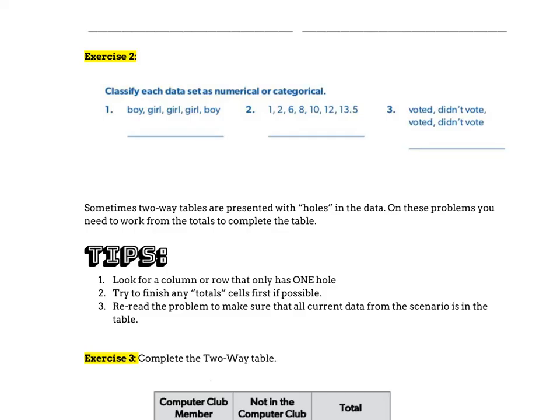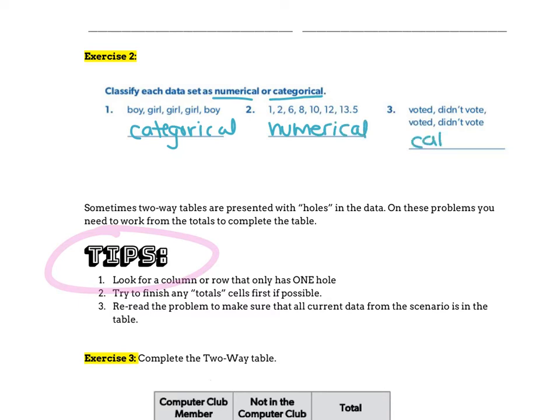The last piece I want to show us today here at exercise 2, and then we'll pick up with the tips and the remaining notes on Thursday's lesson, on the second part of lesson 13. So the prompt here says, classify each data set as numerical or categorical. Well, this is obviously categories. This is numerical. And this would be categorical.